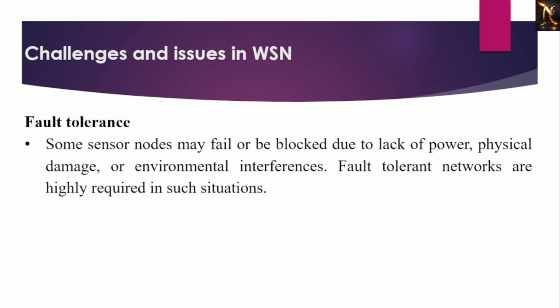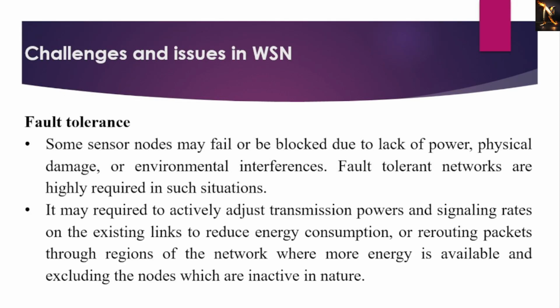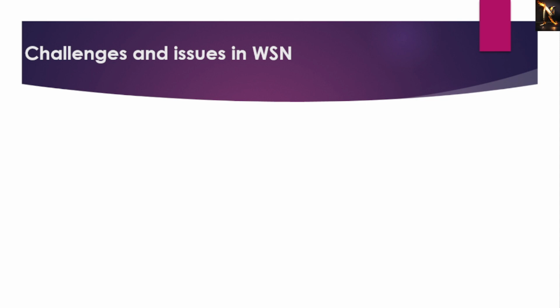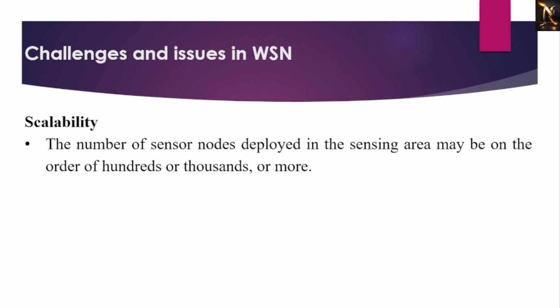Certain sensor nodes may experience failure or obstruction due to reasons such as insufficient power, physical damage, or environmental interferences. In such instances, fault-tolerant networks become imperative. It may be necessary to proactively modify transmission powers and signaling rates on existing links to minimize energy consumption. Alternatively, rerouting packets through network regions with higher energy availability while excluding inactive nodes may also be considered.